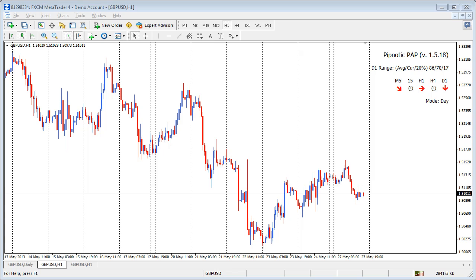So we have 86 pips as the average daily range for the pound at the moment, which is actually quite low. The next piece of data is how far the currency pair has moved today. We can see that it's moved 70 pips so far today. And the last piece of data tells us what 20% of the average is, which is 17 pips here. This percentage is useful with respect to targets and stops and things like this.